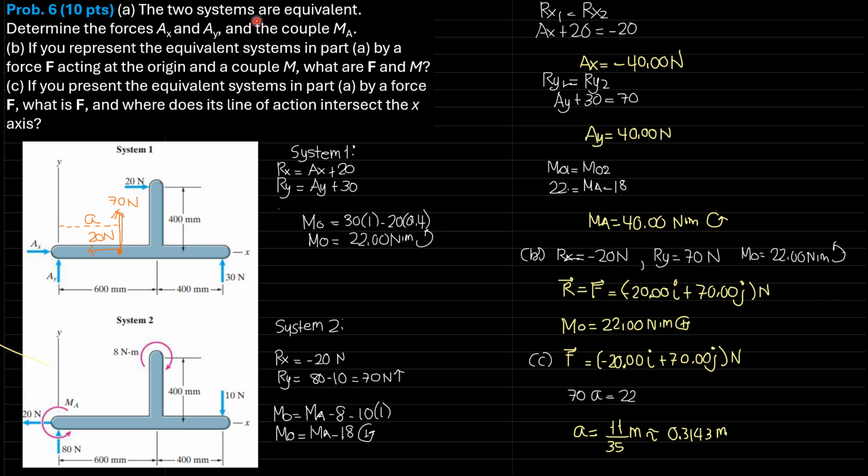So for the second and last problem, part A, the two systems are equivalent. Determine the forces Ax, Ay, and the couple MA, which is applied here as counterclockwise. Then second, if you represent the equivalent systems in part A by a force F acting at the origin and a couple M, what are F and M? So M is a magnitude, F is in vector form.